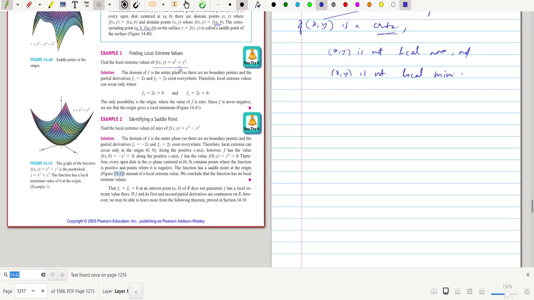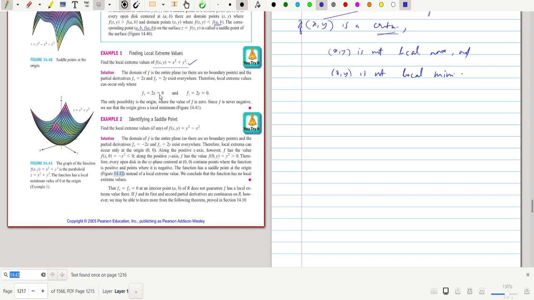First we will find the critical points. Since this is a polynomial, it is always differentiable, so critical points are obtained by finding fx and fy. fx is 2x, that is the partial derivative of this expression with respect to x, and the partial derivative of f with respect to y is 2y.